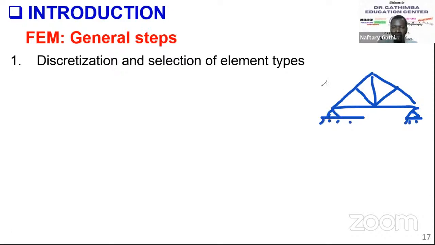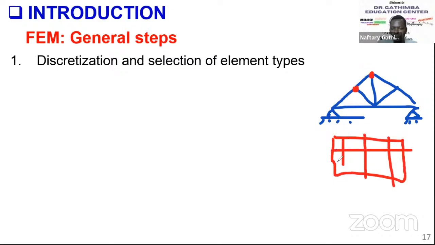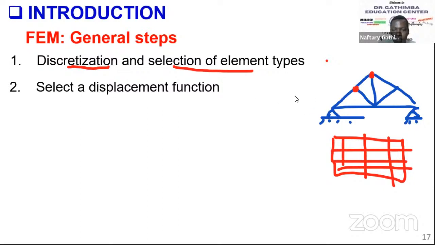So discretization is breakdown. What are we saying here? You select the element type that you are going to have. For example, if you have a beam or a plane strain, a plate, of course this one will be a 2D element. For the truss, it will be a 1D element. And we are going to see how we go about it. It depends on what quantity you are calculating. So once you break down the complex body, you select the element type. That's the first step.